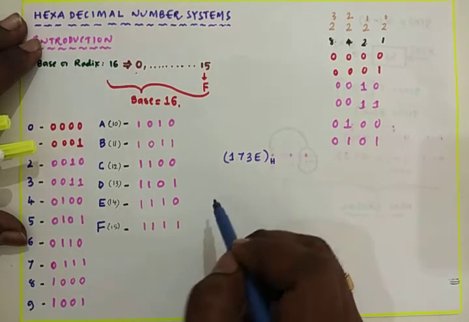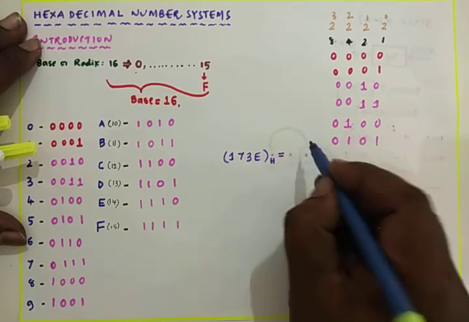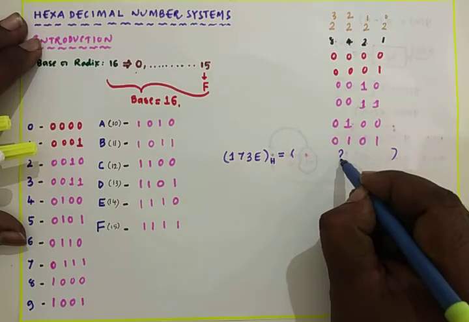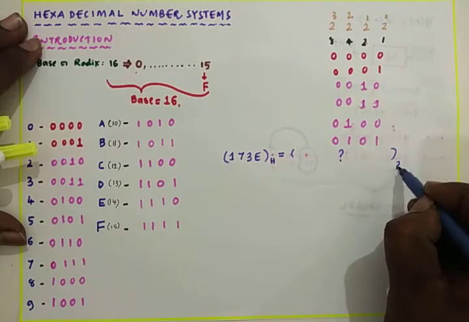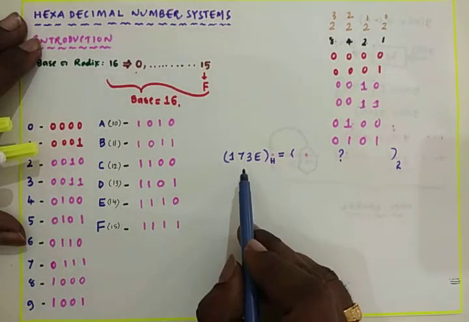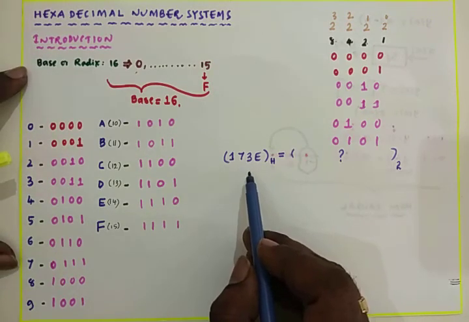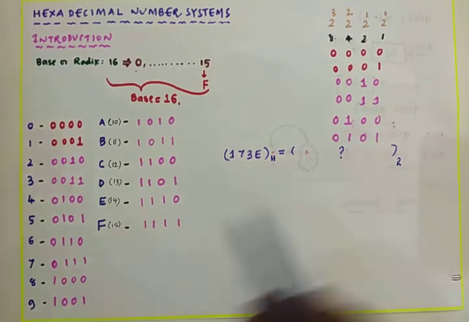173E. That is a hexadecimal number. I want to know its equivalent binary number, whose base is 2. I have the hexadecimal number, and I should find its equivalent binary number. Simply replace each digit in that number system by its equivalent 4-bit binary.